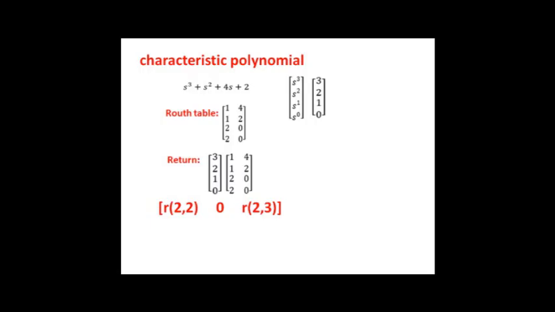In clip 57 we mentioned a characteristic polynomial which was s cube plus s square plus 4s plus 2, whose Routh table was 1 4, 1 2, 1 0, 2 0. But the return was accompanied with the powers of s, and our output was a 4 by 3 rectangular matrix, where the first column refers to the powers of s and the second and third columns are for the Routh table.